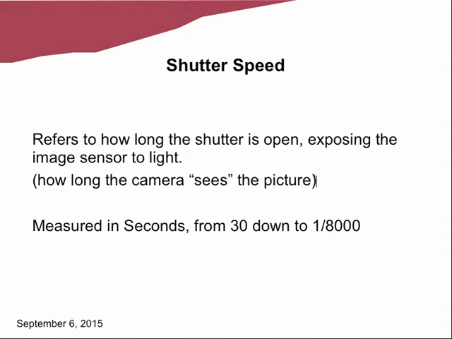Shutter speed refers to how long the shutter in the camera is open, exposing the image sensor to light. Essentially, shutter speed is simply how long the camera sees the picture. We measure shutter speed in seconds, from 30 down to 1/8000th.